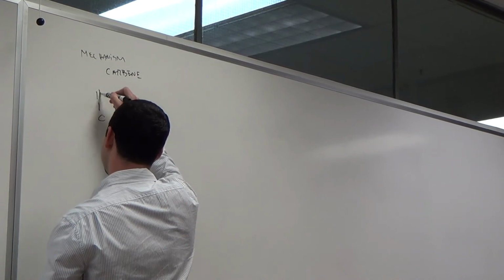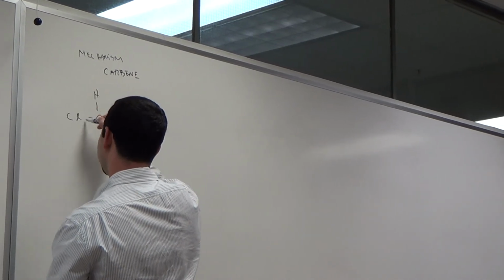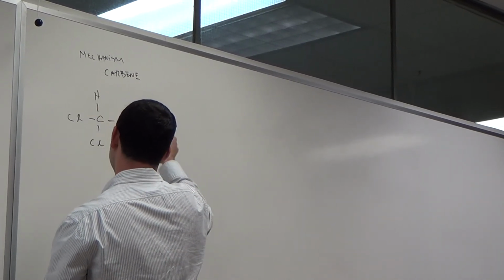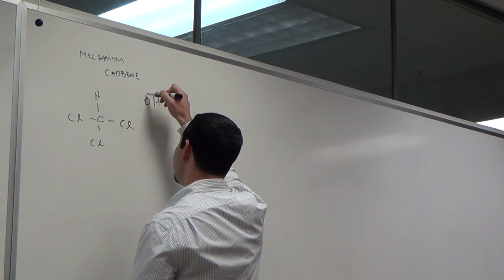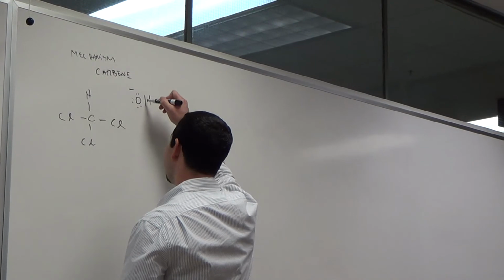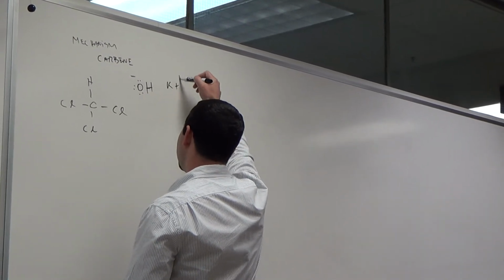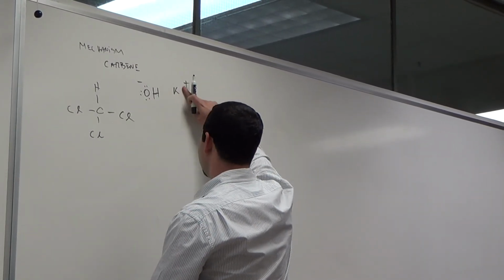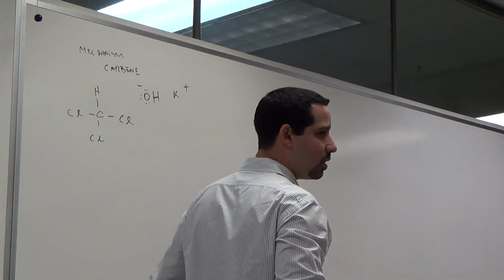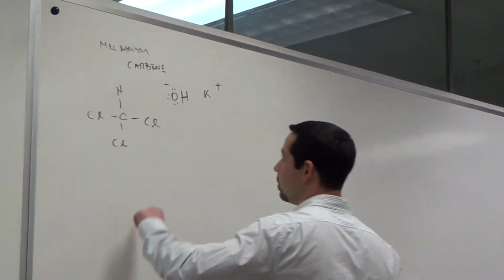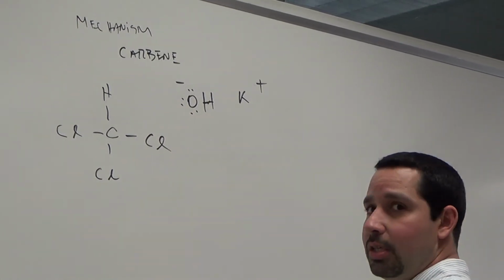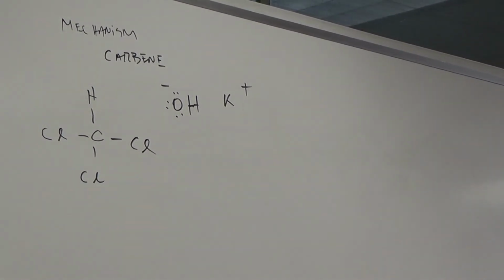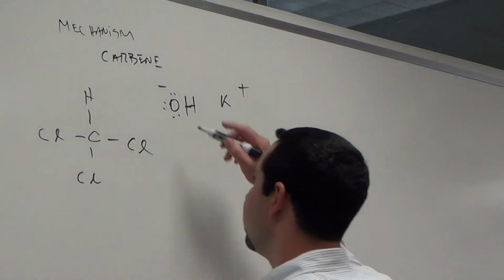I have chloroform. And there's potassium hydroxide in there. So there is OH minus. And of course there is potassium plus, which we don't care about. Yes, potassium is not doing anything. This OH is a what? A base, is it not? Or a nucleophile. And they're similar.